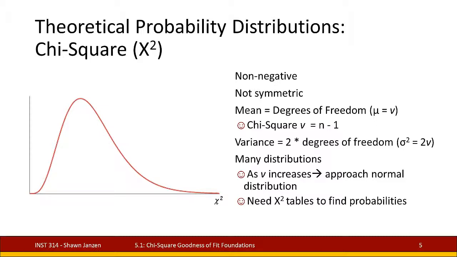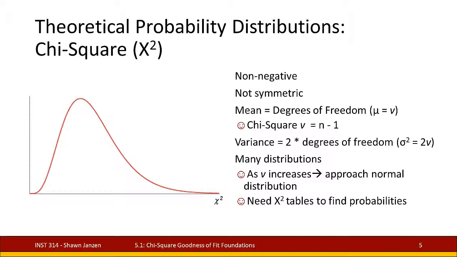This is the chi-square curve. Some of the characteristics about this is that it is non-negative. That means on the x-y axis there, it's bound at 0. It cannot have negative values. It's not symmetrical, meaning the shape of the curve is generally unimodal, but it has a long tail that will run out to one side. And the shape of the curve is going to vary a little bit depending on the degrees of freedom. The degrees of freedom are calculated for a chi-square goodness of fit as n-1, and its variance is 2 times the degrees of freedom.